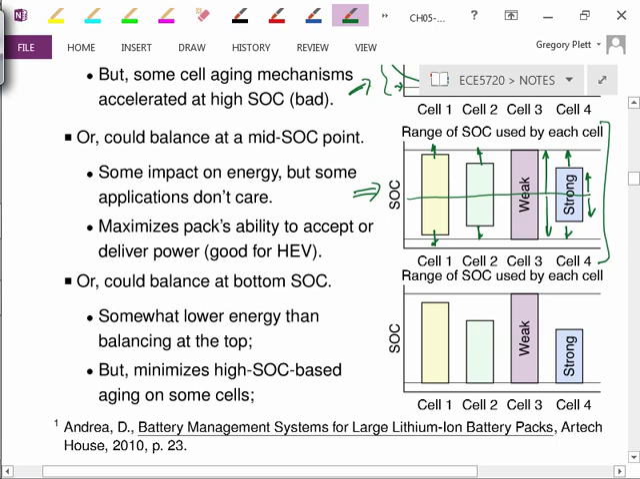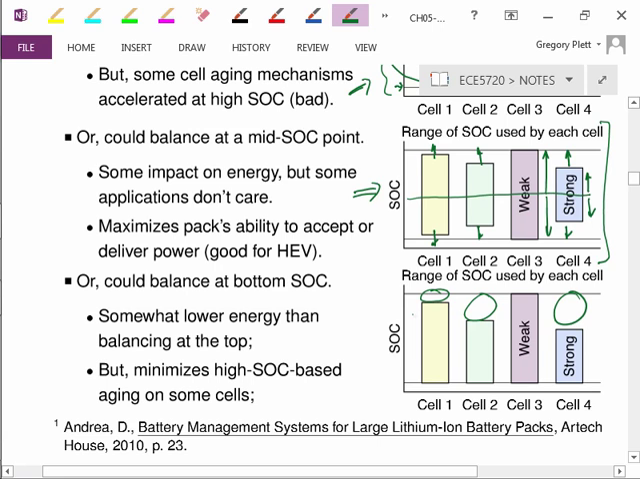We've considered balancing at the top, balancing at the middle, so let's think about balancing at the bottom. We would have lower energy because the cells would be at lower voltages, lower states of charge. But it does minimize some high state of charge based aging. Notice this cell is never at high state of charge. This one stays pretty far away and so forth. But this might actually be counterproductive, which is kind of weird to think about.